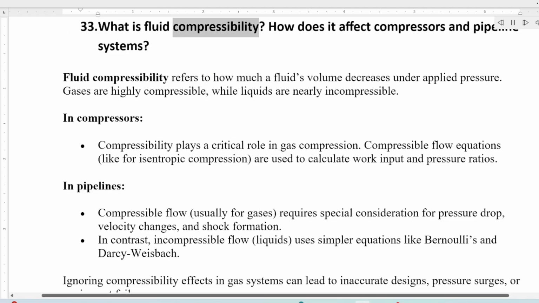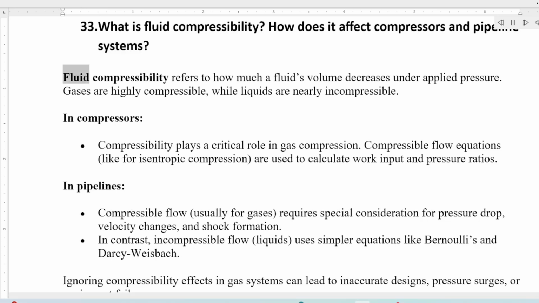What is fluid compressibility? How does it affect compressors and pipeline systems? Fluid compressibility refers to how much a fluid's volume decreases under applied pressure. Gases are highly compressible, while liquids are nearly incompressible. In compressors, compressibility plays a critical role in gas compression. Compressible flow equations, like for isentropic compression, are used to calculate work input and pressure ratios.